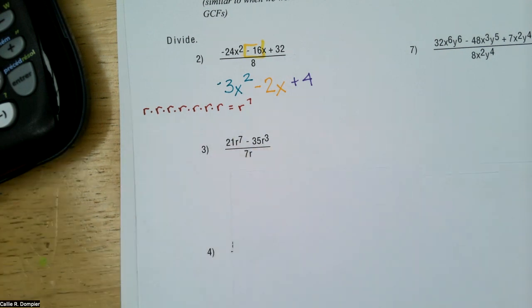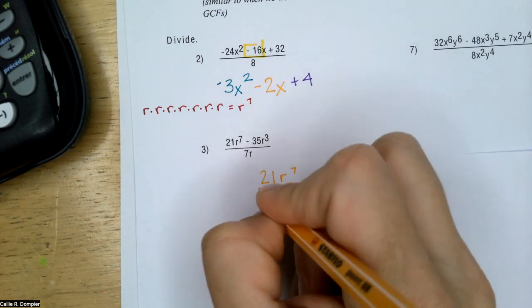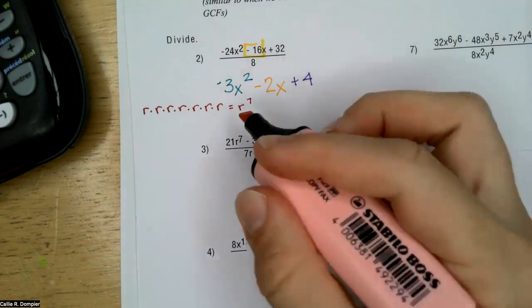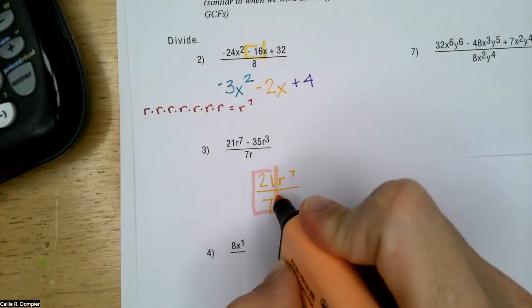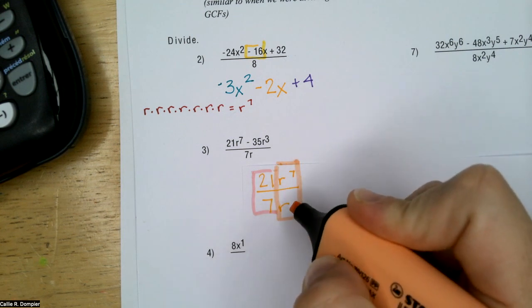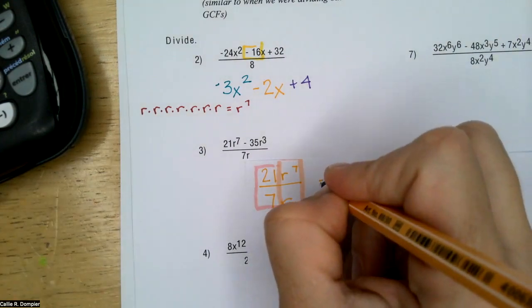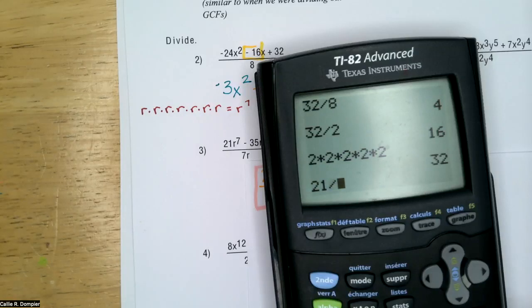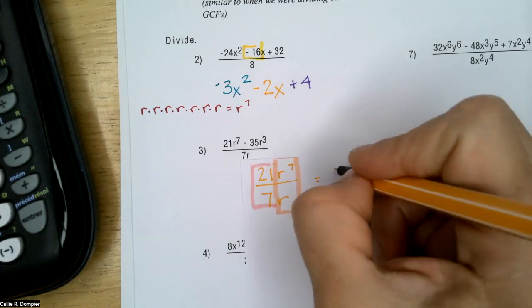Again, we're just going to split it into 2 terms. We have 21r to the 7th over 7r, and you're going to separate them. So you're going to do the numbers divided by the numbers, 21 divided by 7, and then you're going to do the variables. Make sure you have the same variables. So the r is going to be divided by the r. Good. 21 divided by 7, if you put that into your calculator, it's just 3.